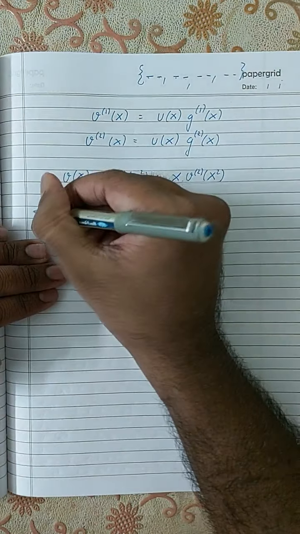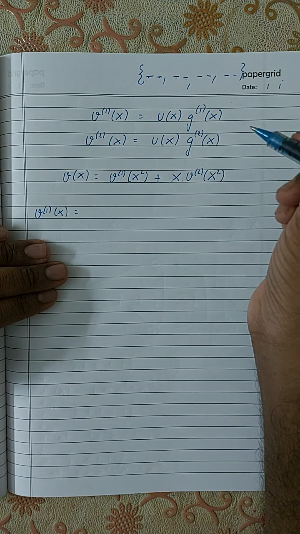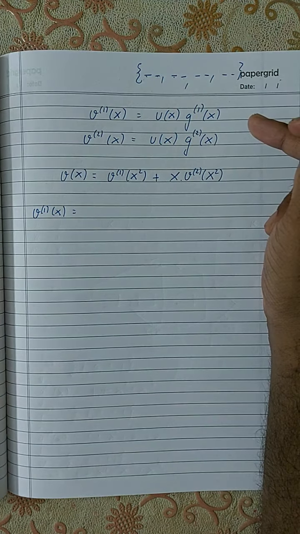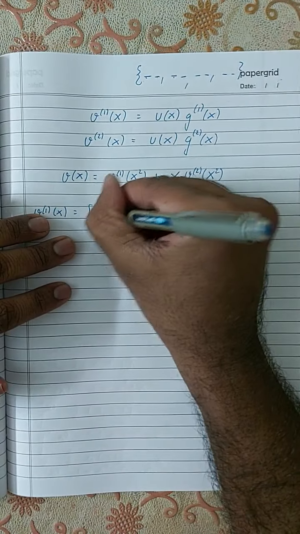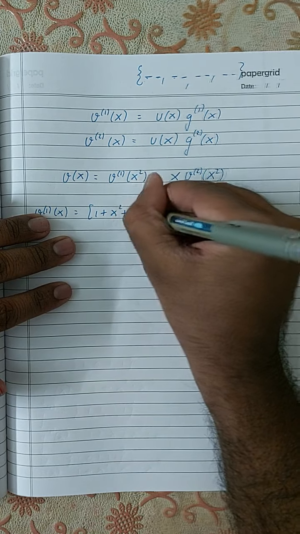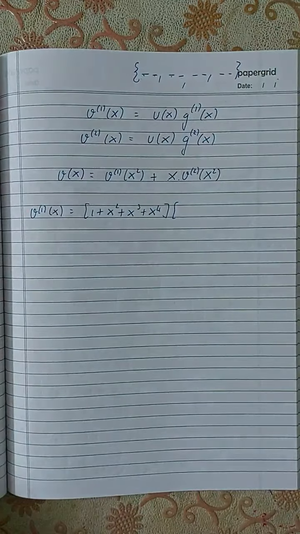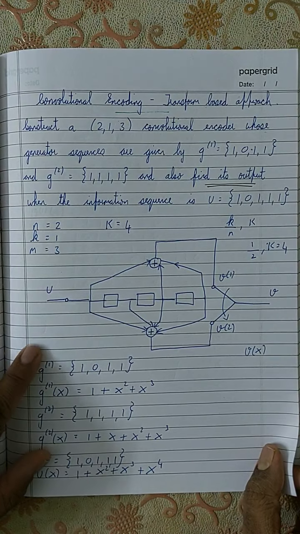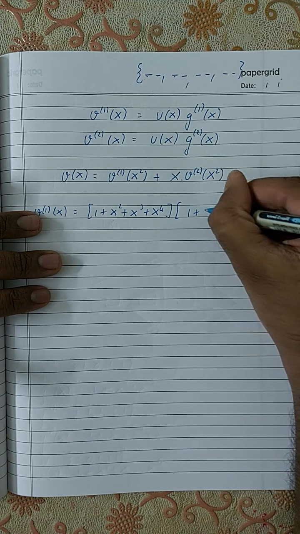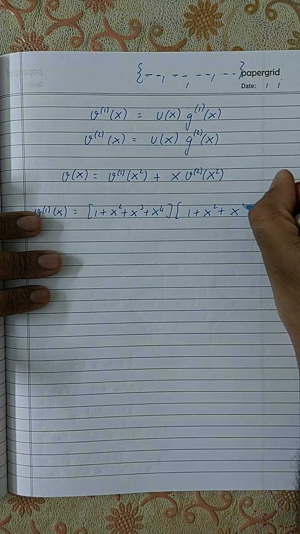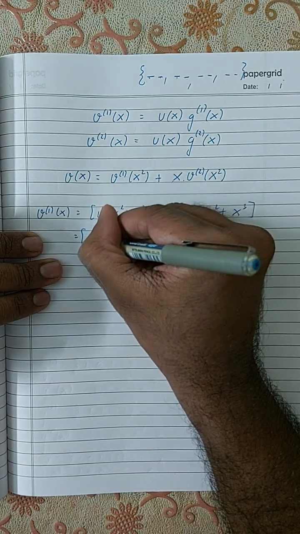So let's do this problem. Here v of 1 of x is equal to u of x times g1 of x. What is u of x? u of x is 1 plus x square plus x cube plus x raised to 4. And g1 of x is 1 plus x square plus x cube. Now let's multiply them.